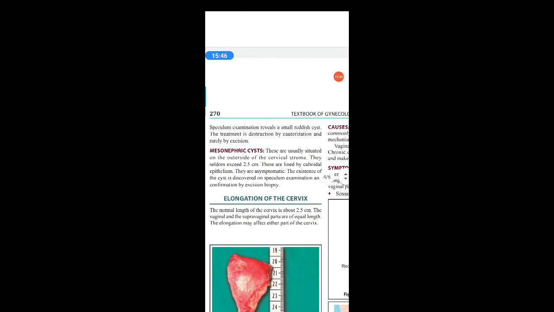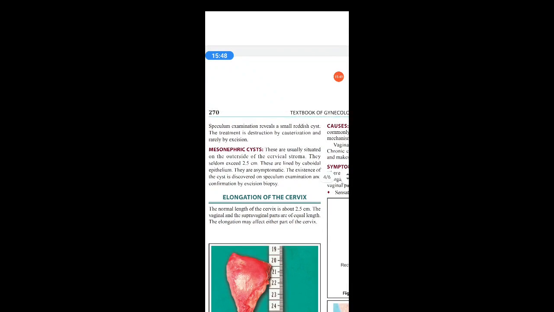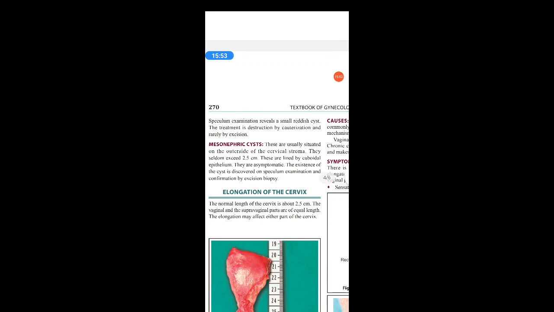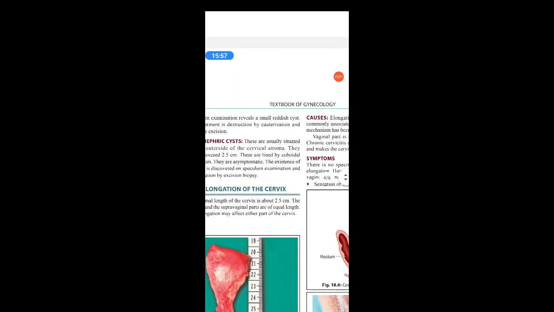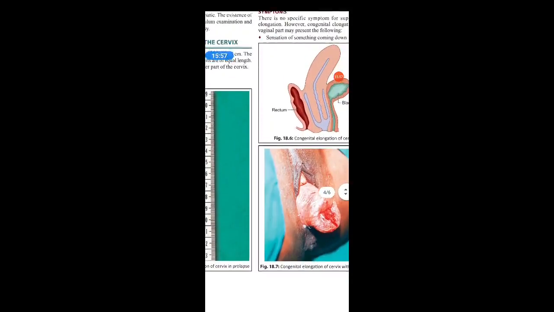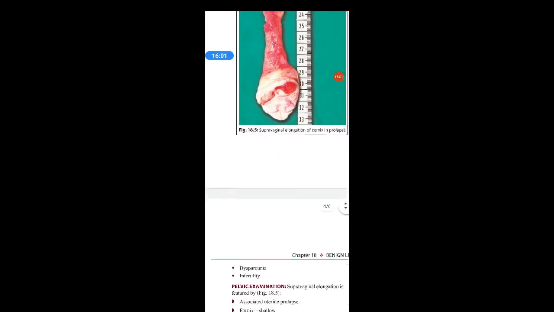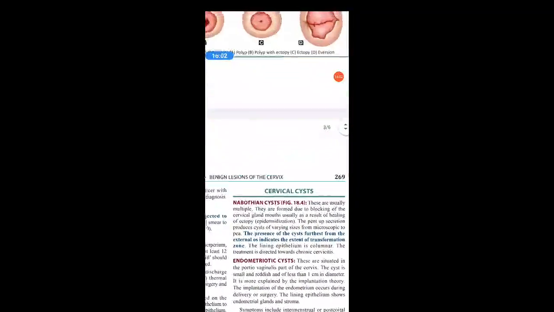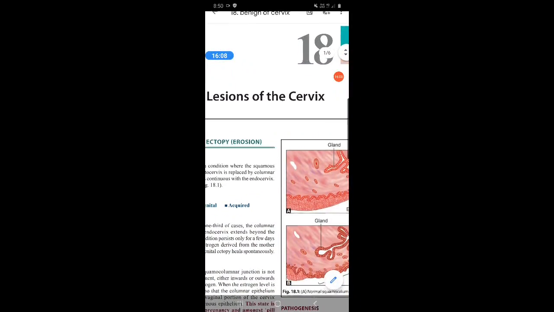Mesonephric cysts are usually situated on the outer side of the cervical stroma. They seldom exceed 2.5 cm and are lined by cuboidal epithelium. They are asymptomatic. Their existence is discovered on speculum examination, with confirmation by excision biopsy. So this completes the important benign lesions of the cervix. Thank you.